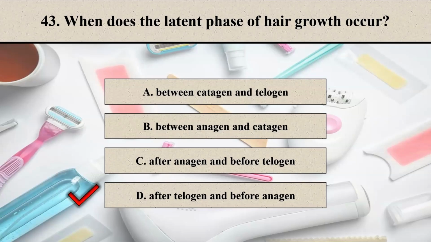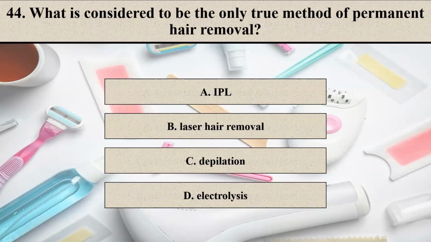If you chose D, after telogen and before anagen, you are correct. What is considered to be the only true method of permanent hair removal? Is it IPL, laser hair removal, depilation, electrolysis?